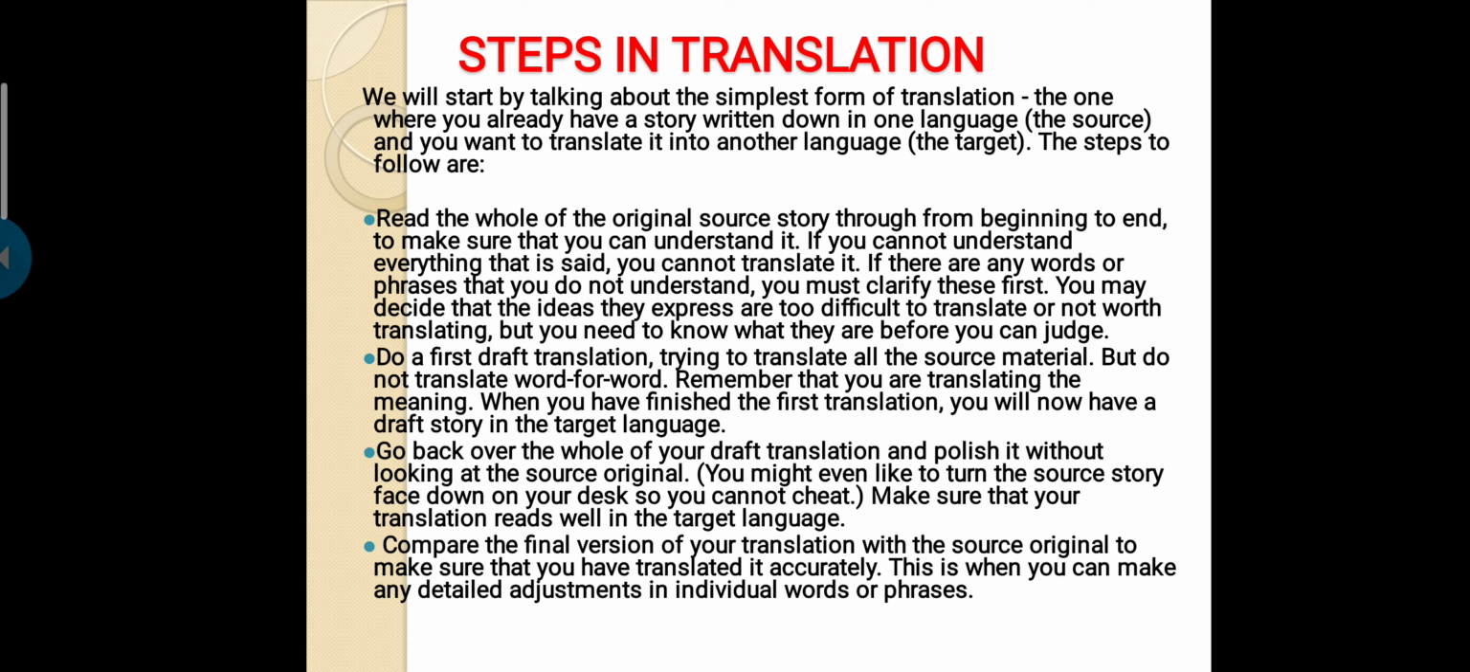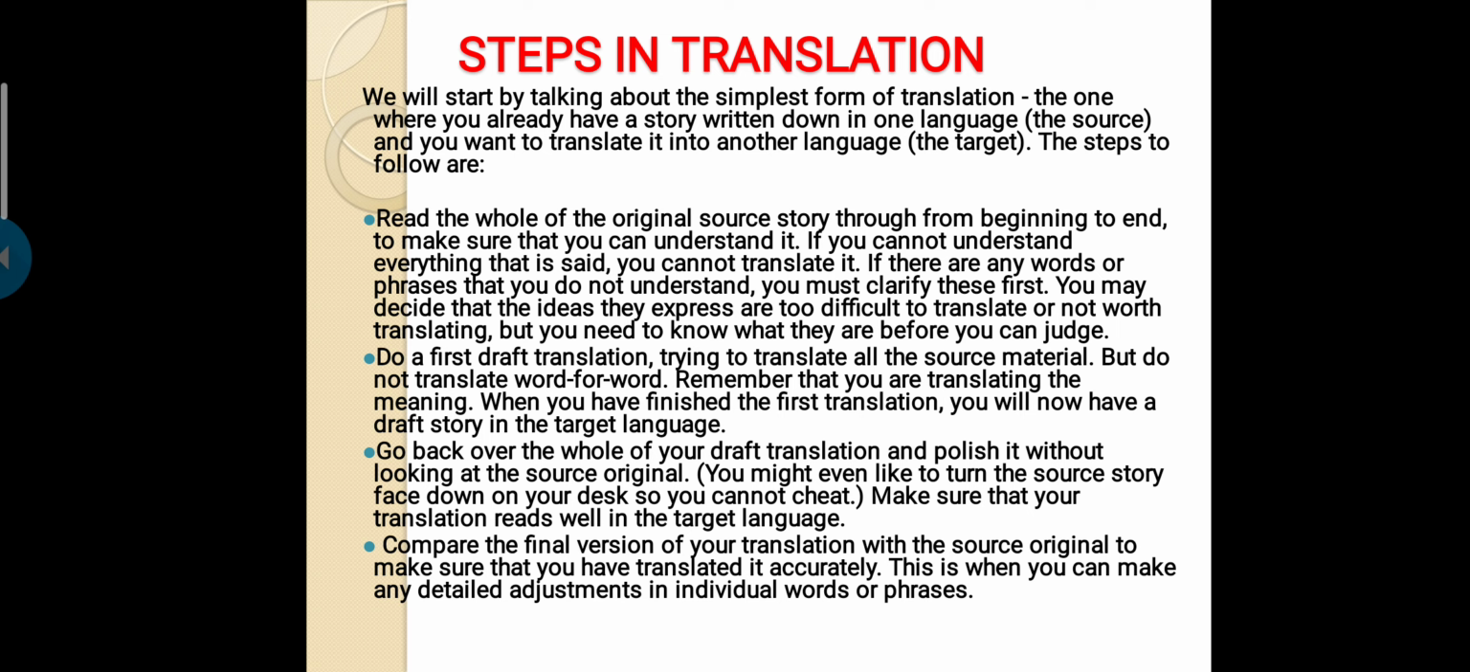Second, do a draft translation, trying to translate all the source material, but do not translate word for word. Remember that you are translating the meaning. When you have finished the first translation, you will now have a draft story in the target language. Third, go back over the whole of your draft translation and polish it without looking at the source original. Make sure that your translation reads well in the target language.